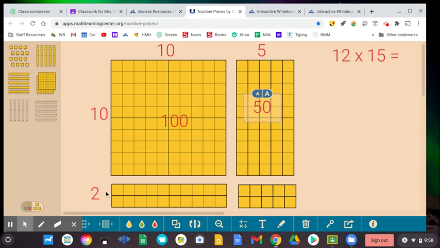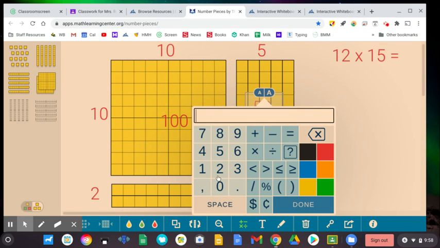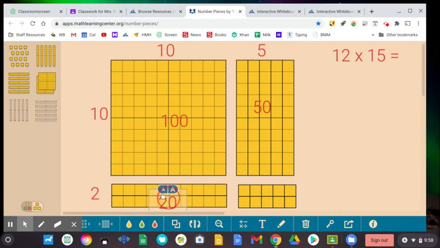Now when we're looking at these long skinny arrays, I know that I have 2 rows of 10. 2 times 10 is, oh come on, here my mouse is being silly. There we go. So we know 10 times 2 is 20.